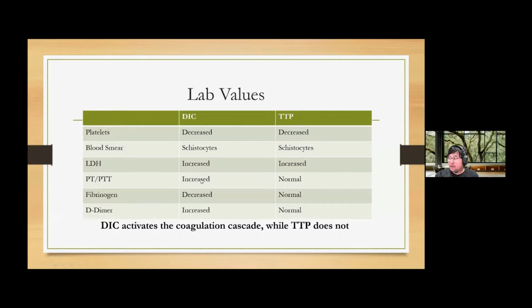But what's really different is the PT-PTT values, the fibrinogen, and the D-dimer. In TTP, you're going to have normal values for all of these. While in DIC, you're going to have increased D-dimer, decreased fibrinogen, and increased PT-PTT times. So the key difference here is that DIC activates the coagulation cascade, while TTP doesn't. So DIC is consuming all those factors. And I actually have a chart for that later that's stolen from Robbins.